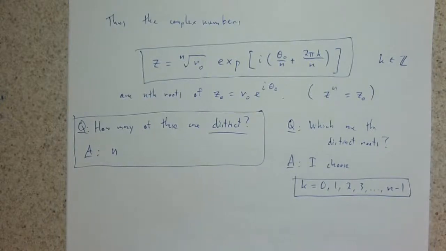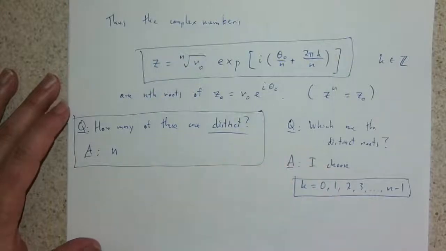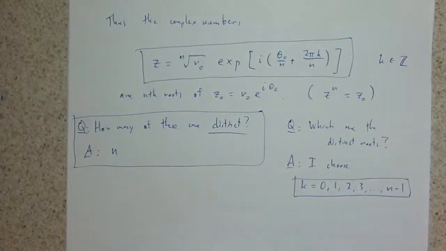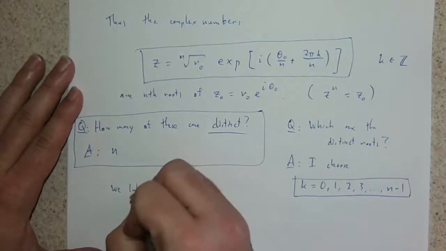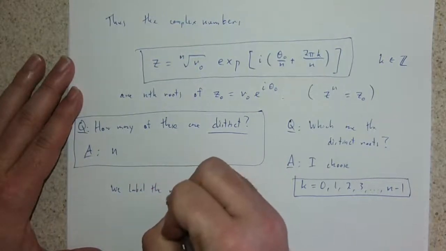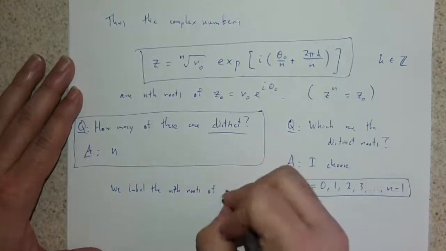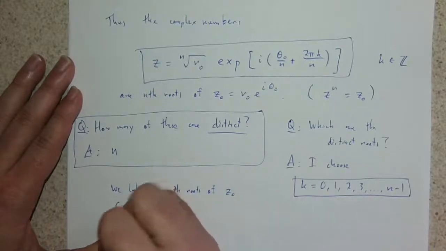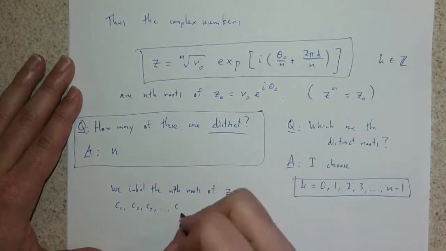Okay, so next then, what is a nice, easy way to see where these things are in the complex plane? First of all, we label the nth roots of, say, z naught as c sub 1, c sub 2, c sub 3, all the way to c sub n.